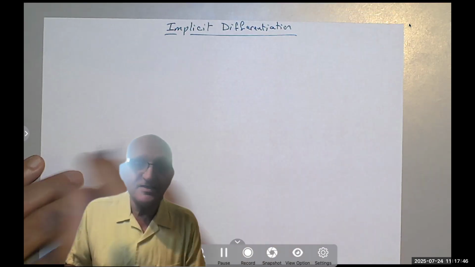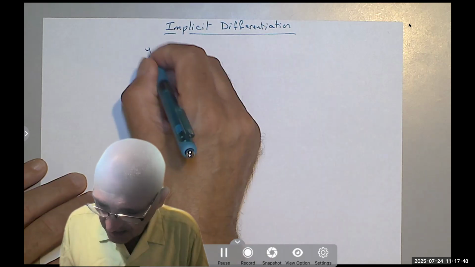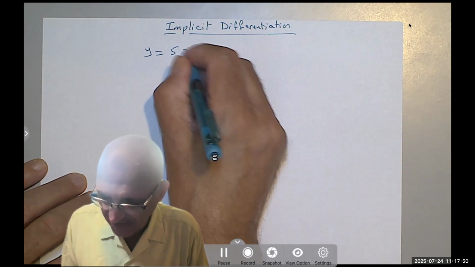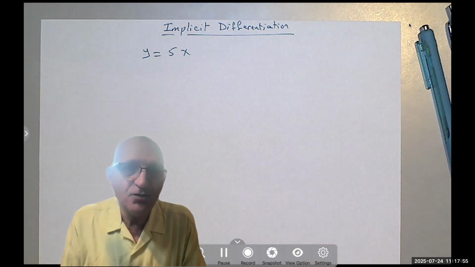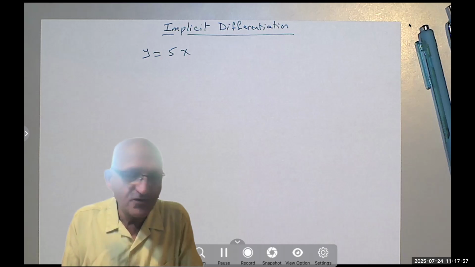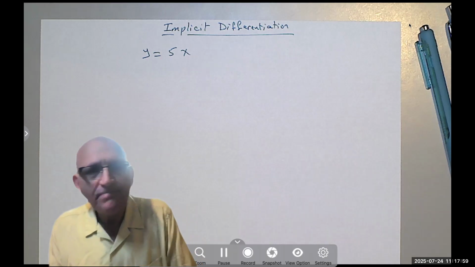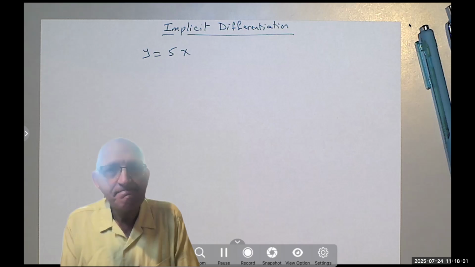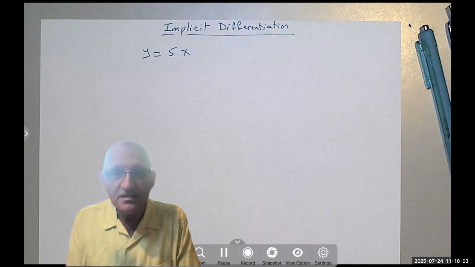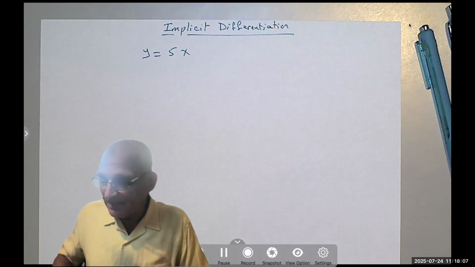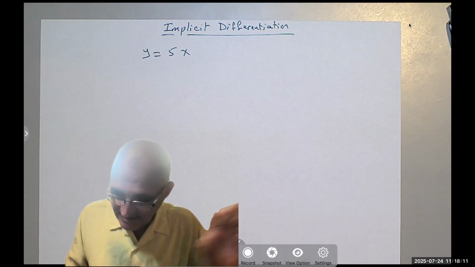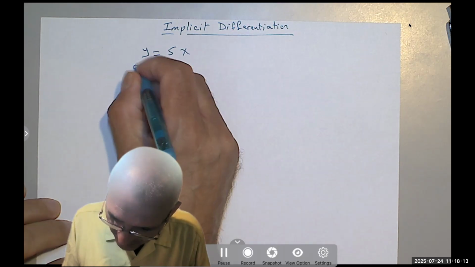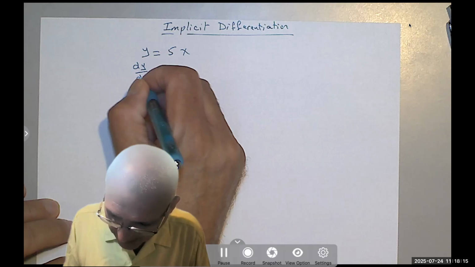When we say, for example, y equals 5x, okay? And I ask you to find dy dx, everybody would say 5 without thinking. But is it really 5? Yeah, it is. But how did we get it? If you think about it for a little while, I'm going to take the derivative of the left-hand side with respect to x. So I get dy dx or y prime.